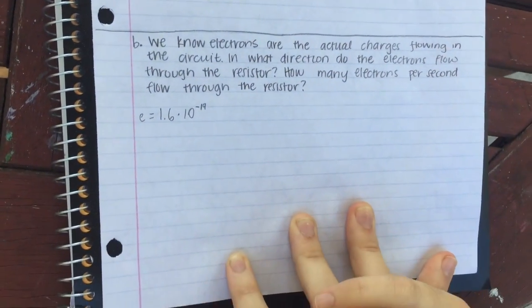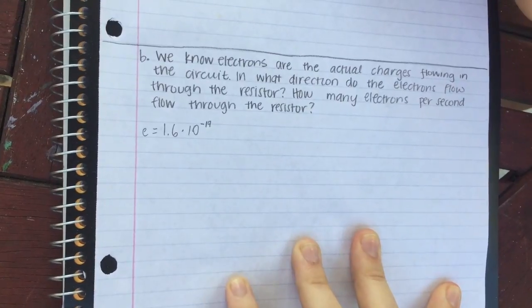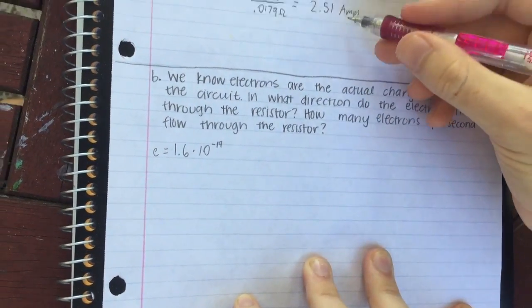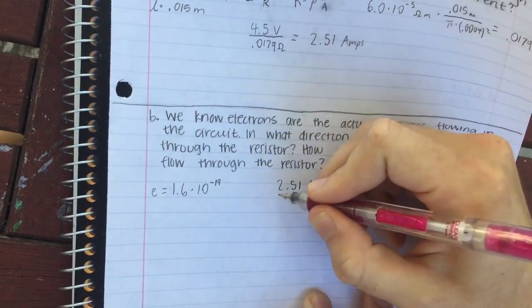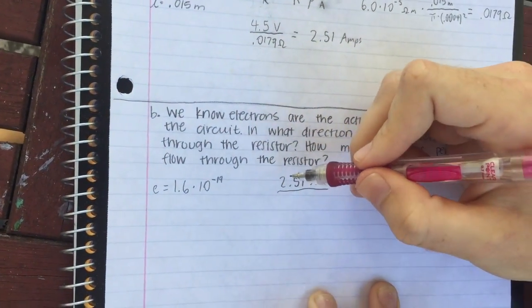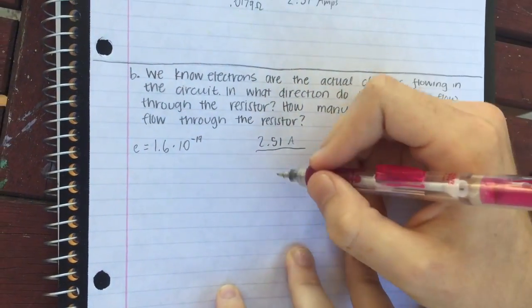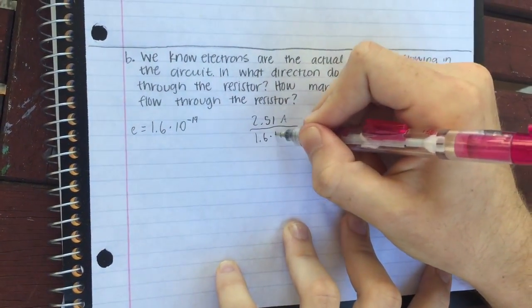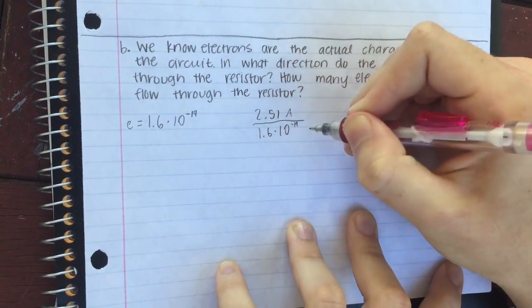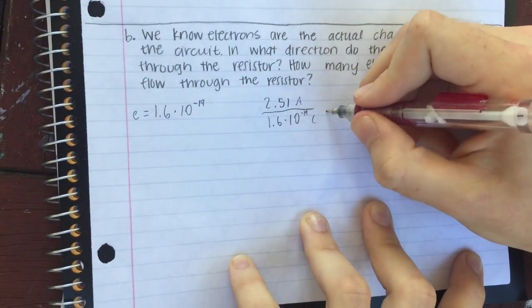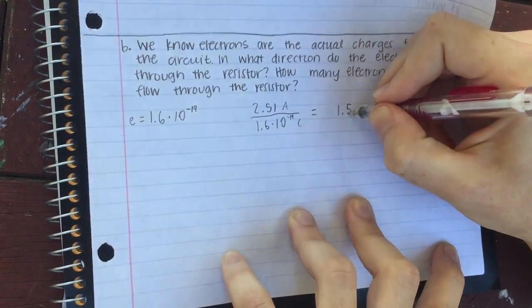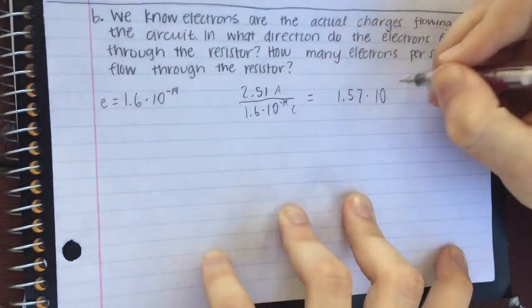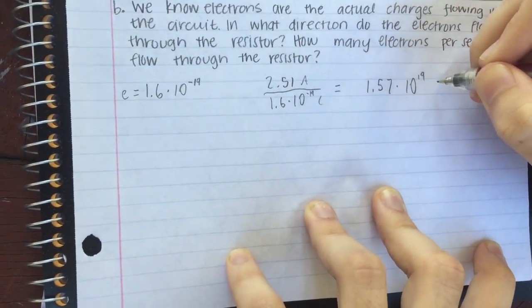To get the number of electrons flowing through the resistor per second, we divide the current that we found previously, 2.51 amps, by the charge we know electrons have, which is 1.6 times 10 to the negative 19th coulombs, which will get us 1.57 times 10 to the 19th electrons per second.